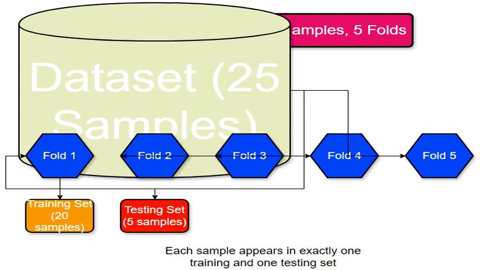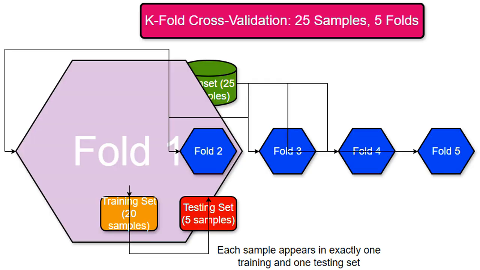This is the total amount of data. We're working with 25 individual data points. This is the dataset that will be split into folds for cross-validation. One of the 5 groups, folds, created from the dataset. Each fold will be used once as a testing set, while the remaining folds form the training set for that specific iteration. This first fold contains 5 samples, and its corresponding training set contains the remaining 20 samples.